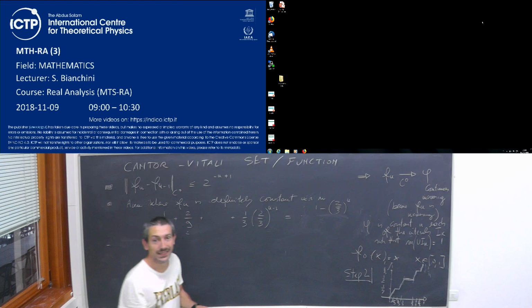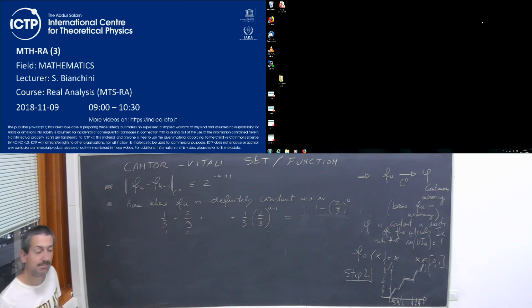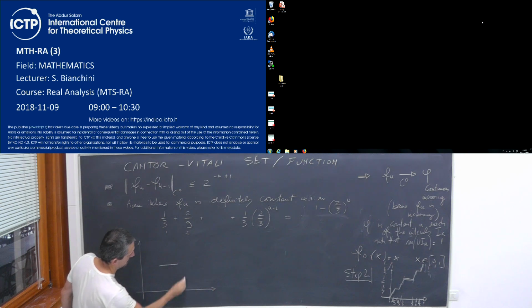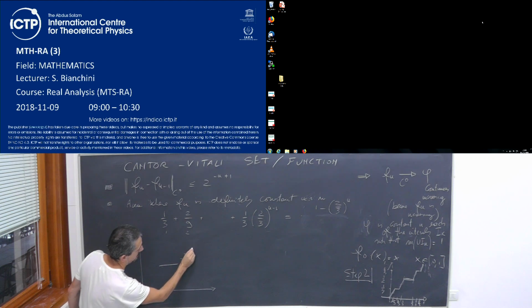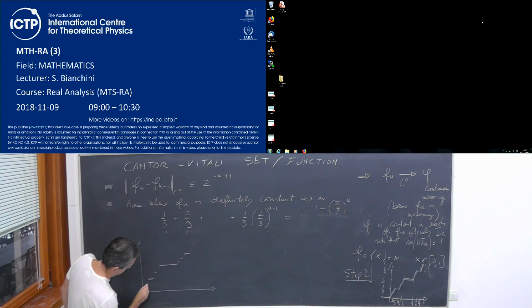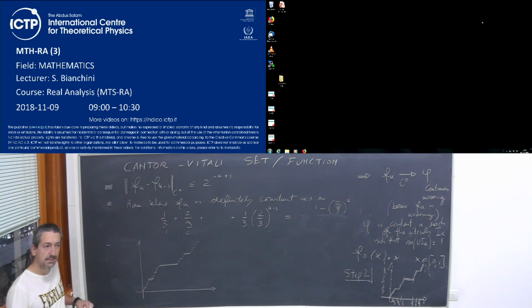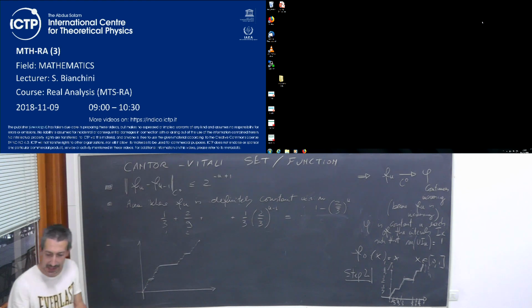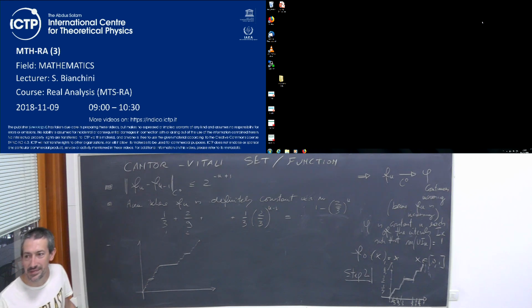What is it called? The Devil's staircase. So essentially, it's a continuous function which is constant on a set of measure 1. Nevertheless, at the two endpoints, one has value 0 and one has value 1. So essentially the steps are infinitesimal, but how many do you have? Uncountably many.